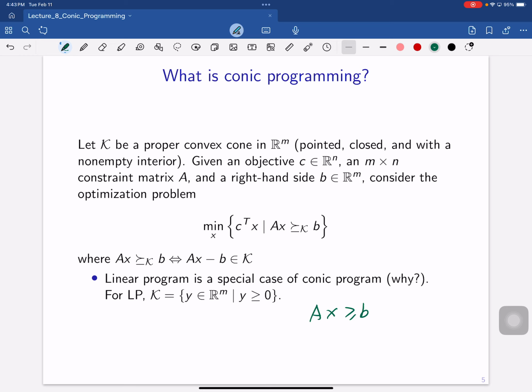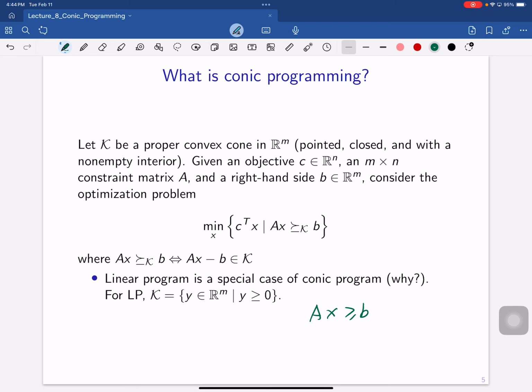But now we are talking about any general convex cone K. Any questions here? We have to have a linear objective function. Subject to a constraint, it is a linear transformation of X, but the inequality is defined based on a cone instead of based on greater than or equal to 0. As long as K is a convex cone, it works.